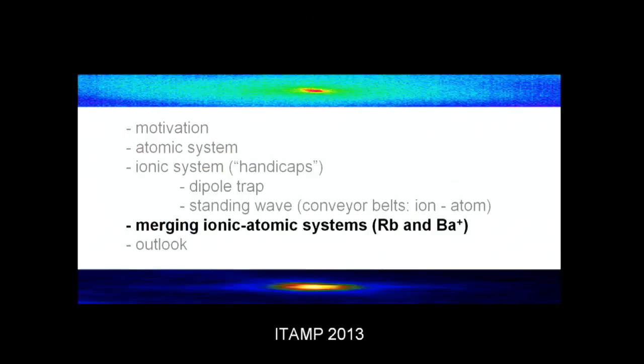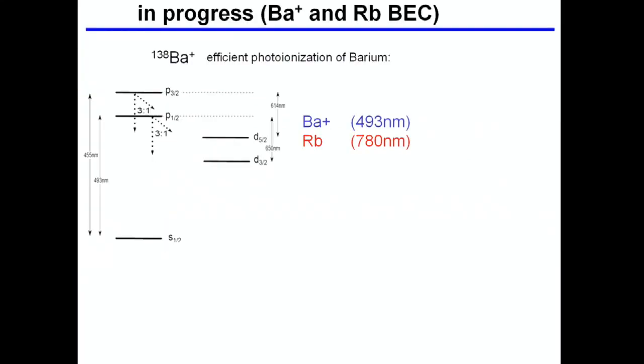Okay. So if we then think about merging the systems, we have to have different laser systems, and a different apparatus. And the different ion we want to use is barium plus, as I already said. Barium has a mass of 138, rubidium 87.